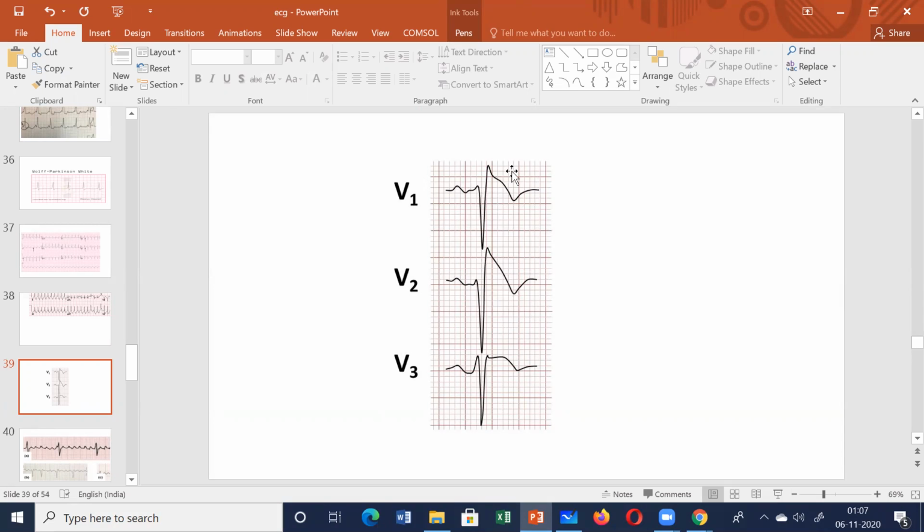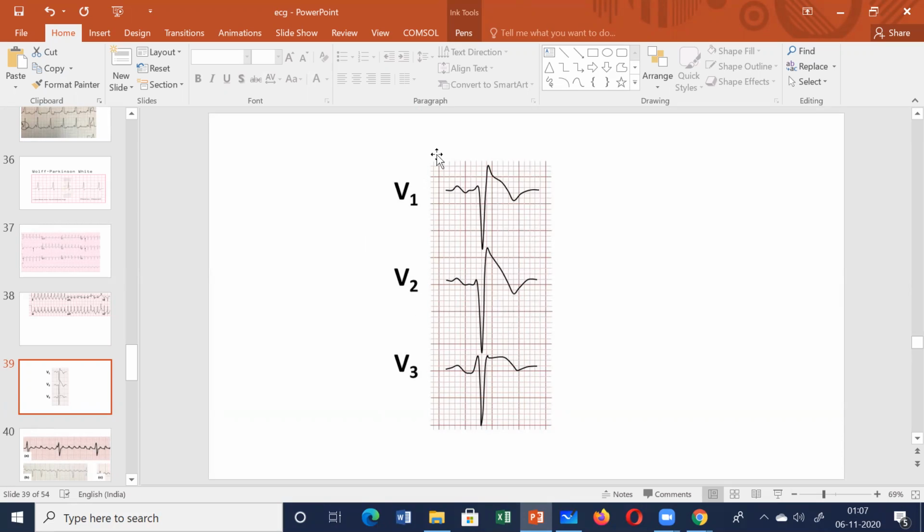Similar ECG patterns can also be found in anterior myocardial wall infarction, acute pericarditis, hypercalcemia, hyperkalemia, and tricyclic antidepressant overdose. So you have to differentiate them from the rest of the conditions.